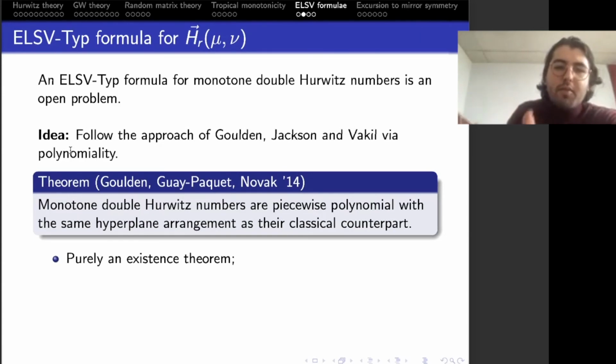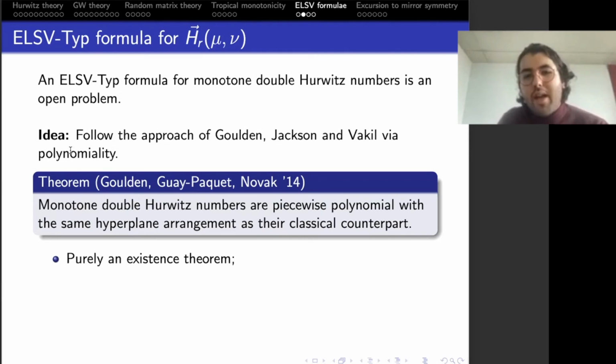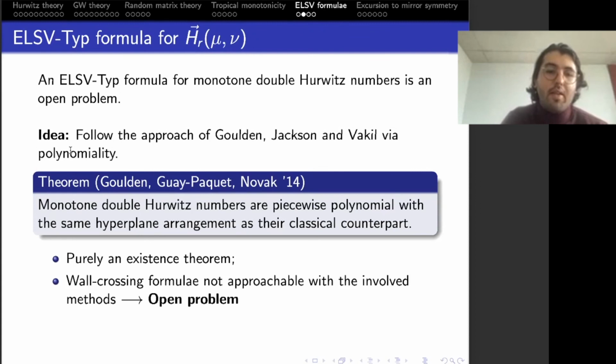One of the problems with this theorem, which is a great theorem, is that it is purely an existence theorem, whereas the Goulden-Jackson-Vakil theorem actually showed us how to compute the polynomials involved in computing the double Hurwitz numbers. So if you want to test some conjectures, this theorem doesn't tell you how to come up with examples of these polynomials. The other problem is that the wall-crossing formulae, at least to my knowledge, are not approachable with the involved methods, and Goulden, Guay-Paquet, and Novak stated this as an open problem in their paper.